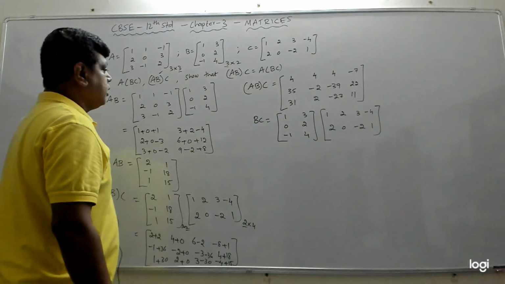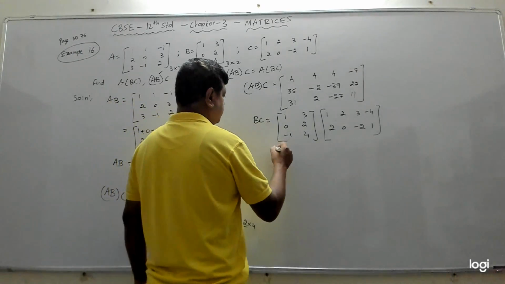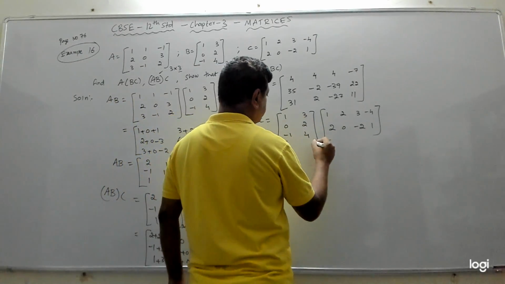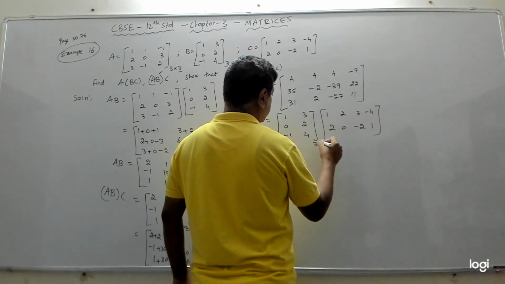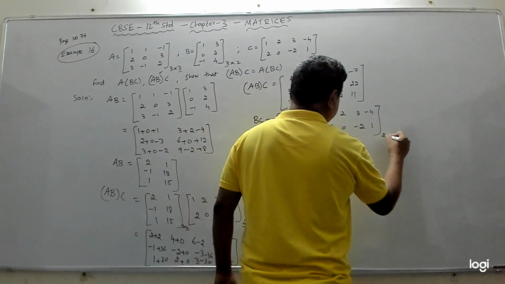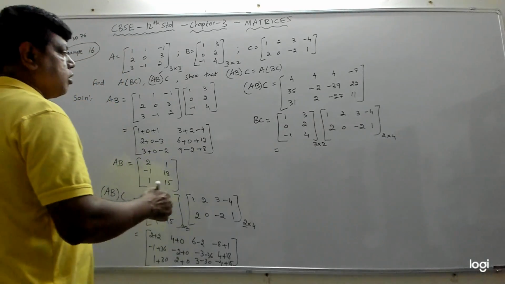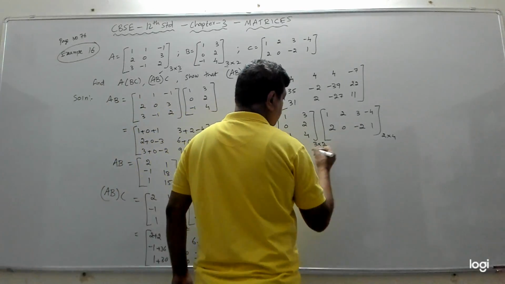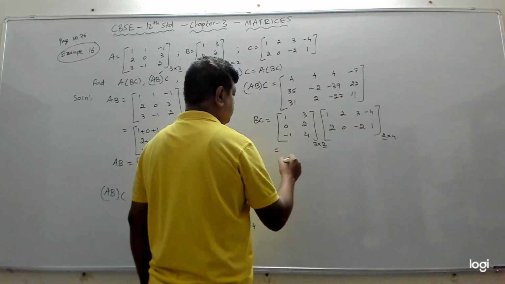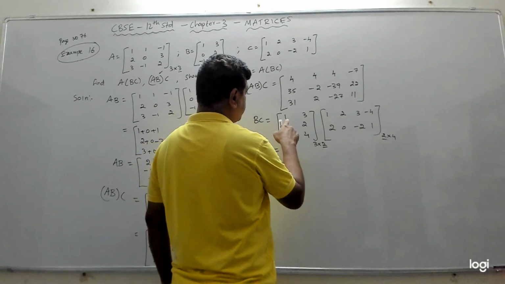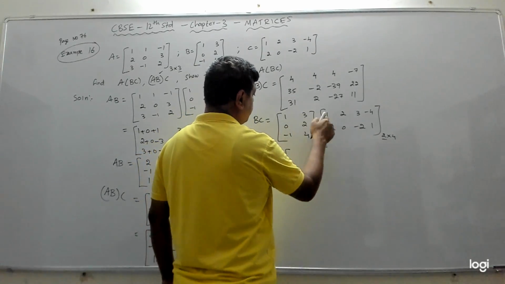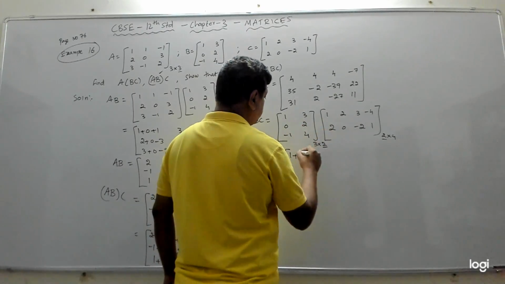Right? Now we are going to multiply. So obviously what is the order? This is a 3 cross 2 matrix and this is a 2 cross 4 matrix. So the resultant order will be 3 cross 4. The number of columns is equal to the number of rows, so we can perform multiplication. To perform multiplication, first row with first column. 1 into 1 is 1. Plus 3 into 2 is 6.